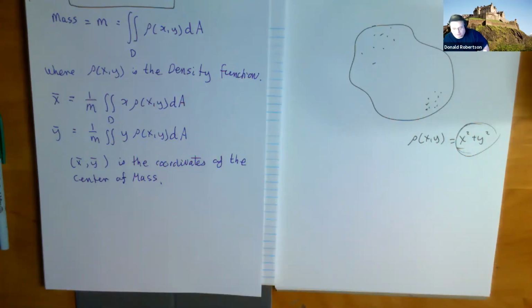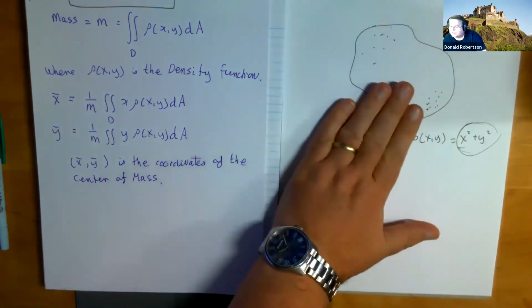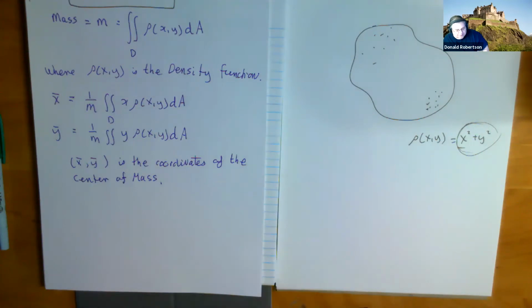So what would the center of mass of an object that has this kind of shape look like, or any shape? How do we calculate it?